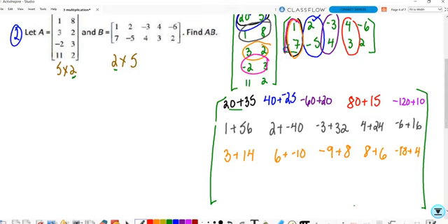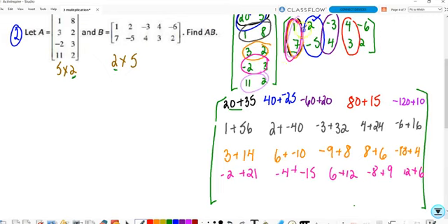Fourth row, first column, -2 times 1, 3 times 7. -2 times 2, 3 times -5. -2 times -3, 3 times 4. -2 times 4, 3 times 3. And then -2 times -6, and 3 times 2. Yay, last one, we made it.